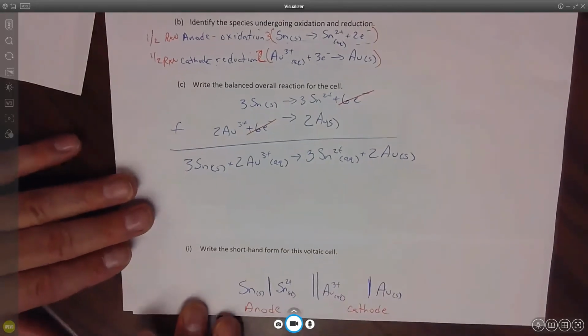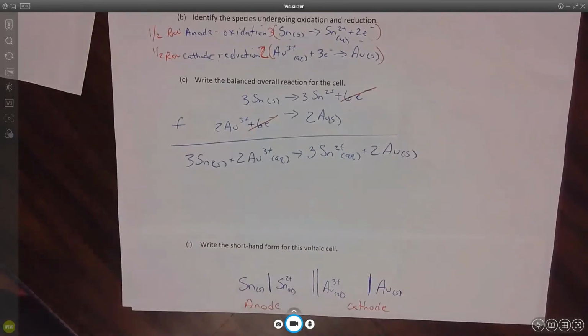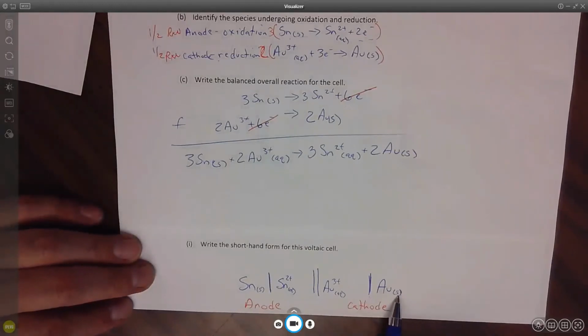Now, we don't have to write anything else here, but sometimes we do. What else? Question. Say again? What did you say the single line represents again? A phase transition. Oh, okay. In other words, this is a solid, it's a separation of phases. So this is a solid and this is an aqueous solution.